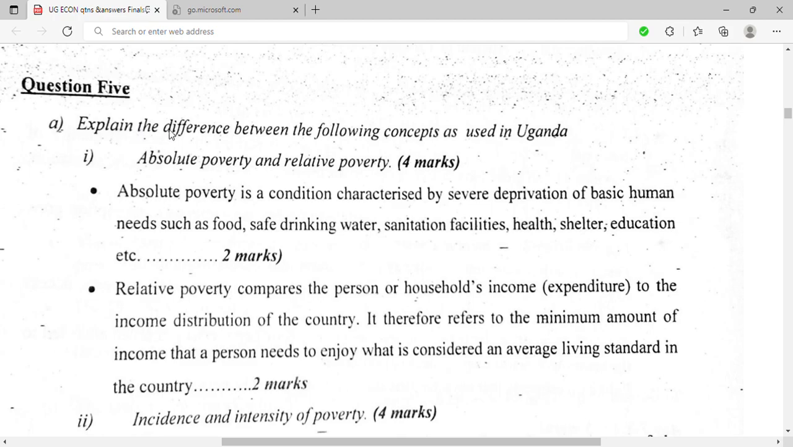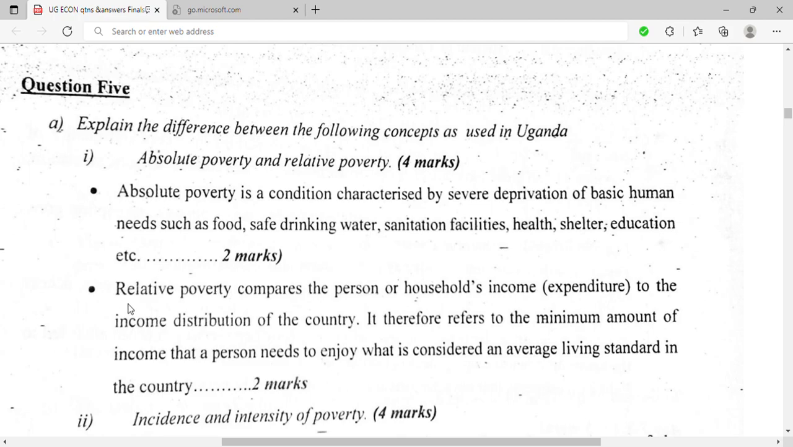They're saying explain the difference between the following concepts as used in Uganda. First is absolute and relative poverty. Absolute poverty is a condition characterized by severe deprivation of basic needs such as food, safe drinking water, sanitation facilities, health, shelter, education, etc. So absolute poverty is when you're completely poor. You cannot afford food, you cannot afford to pay where you stay, you cannot afford safe drinking water. So it's what we call absolute poverty.